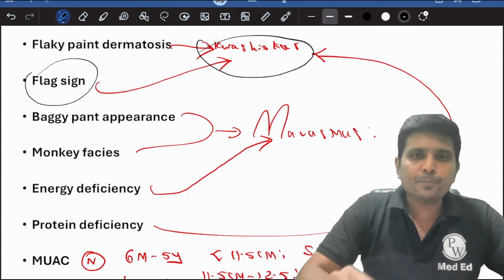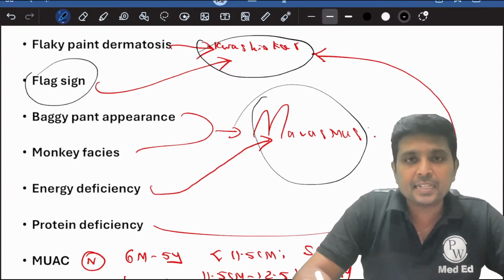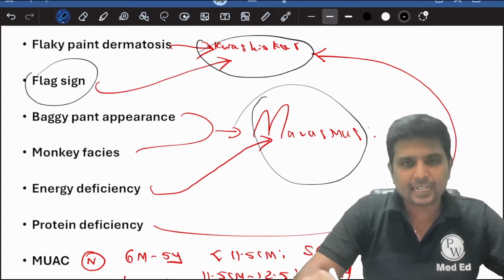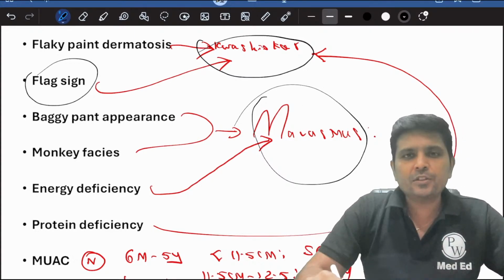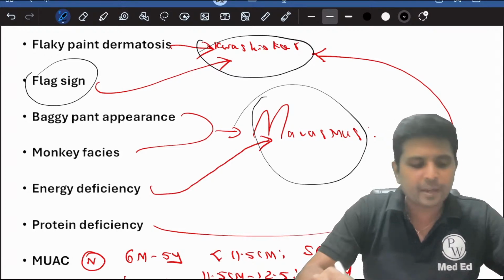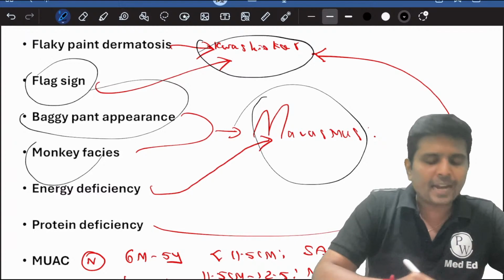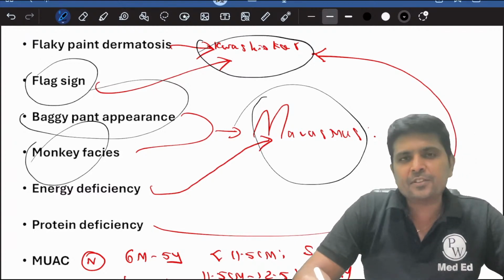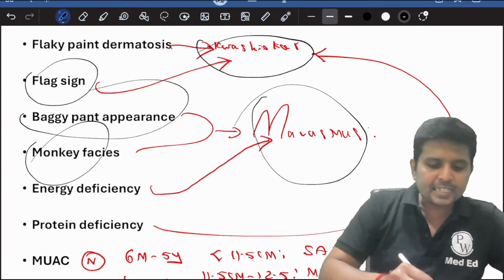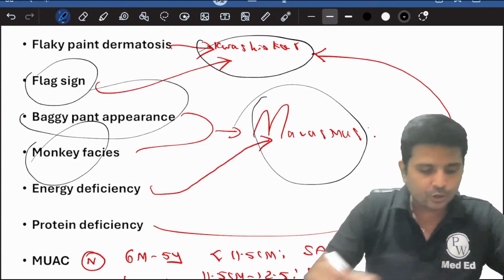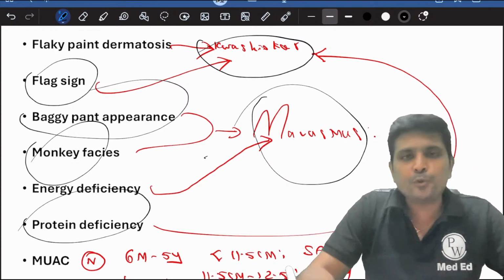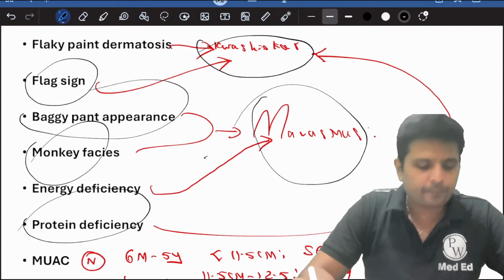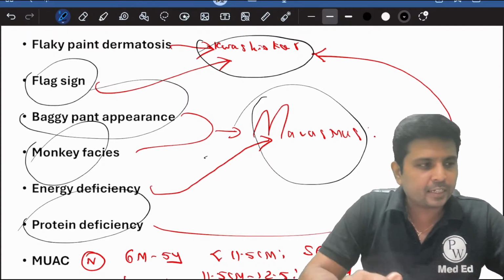Whereas loss of subcutaneous fat, which occurs as a result of energy deficit, is characterized by marasmus. So loss of subcutaneous fat in the face is called monkey facies, and loss of subcutaneous fat in the buttock is characterized by baggy pant appearance. So this baggy pant appearance and monkey facies occur in marasmus. Energy deficiency leads to marasmus, whereas protein deficiency leads to kwashiorkor. Right. And you all know that.